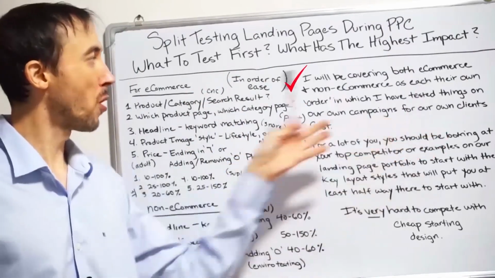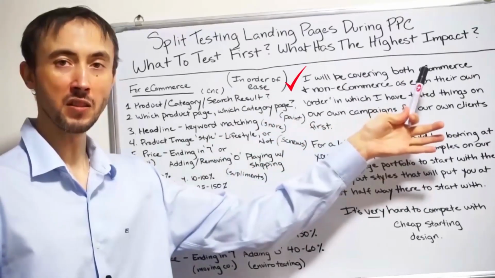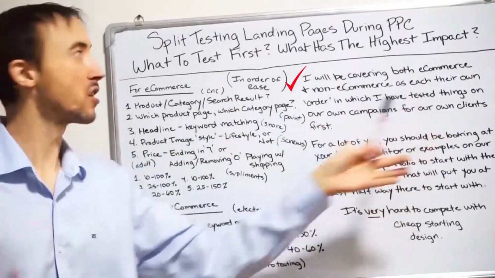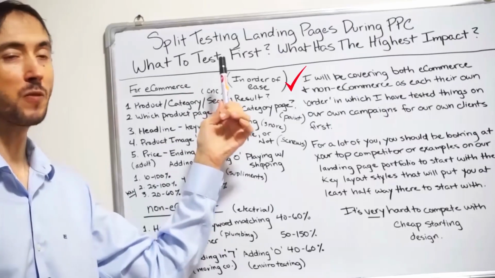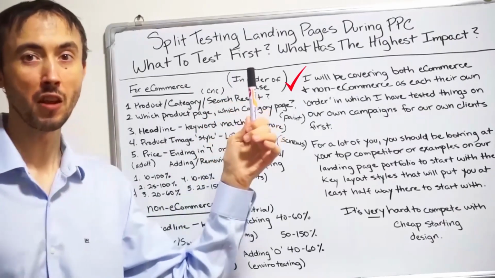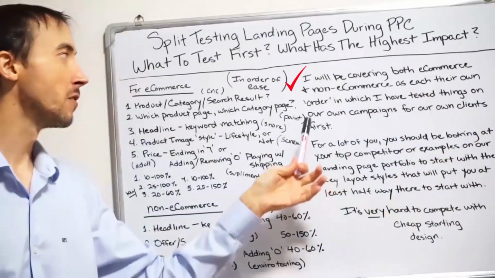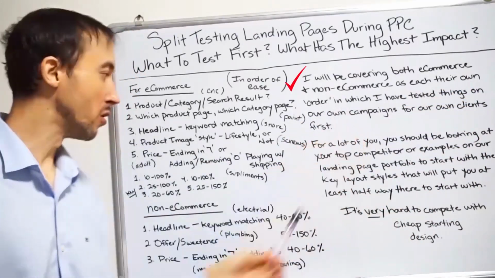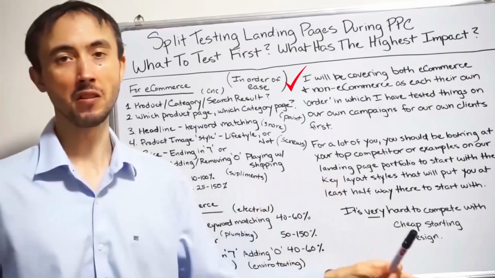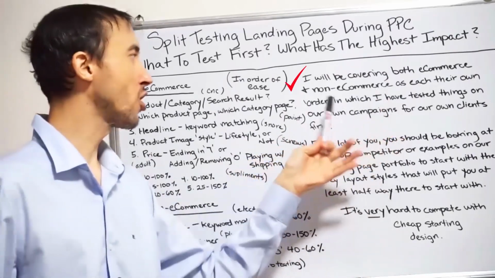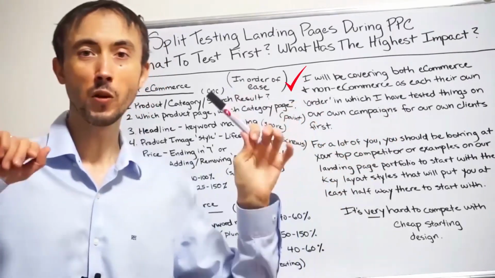I will be covering both, like I said, e-commerce business, the type of landing page split test you want to do to figure out what to test first, that's like 90% sure to get you a higher conversion rate, and also what has the highest impact. Also, what to do for non-e-commerce businesses if you're on one of those, as each has its own quote-unquote order in which I test things.